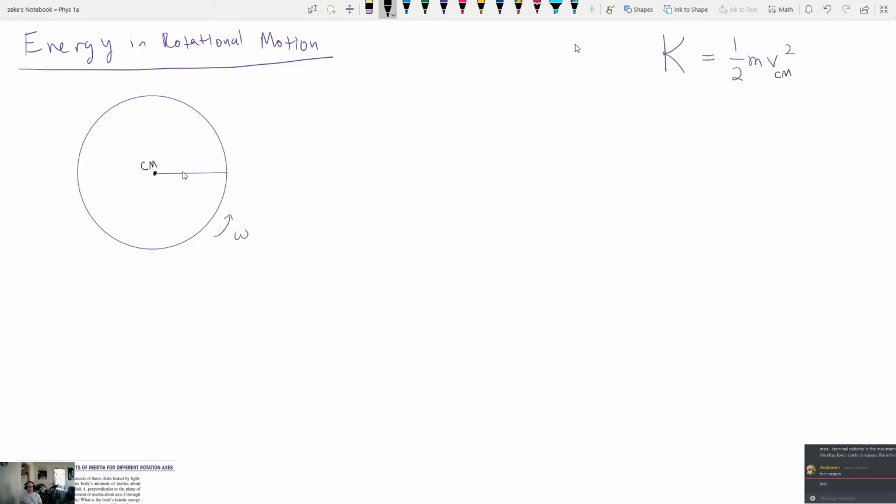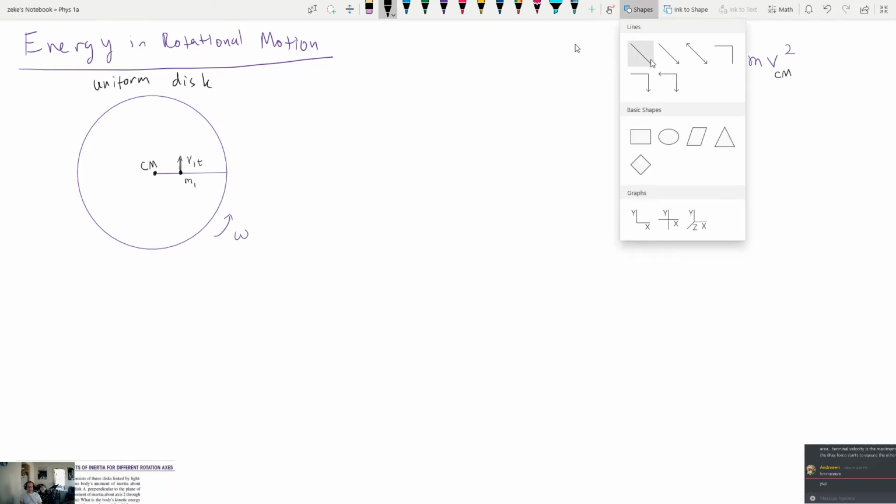But if we start to look at all the different pieces of our object, we break our object up into different pieces. This is going to be one piece. It's going to have a tangential velocity vector that's going to go this way, that I'm going to call v1t. Let's say this is a uniform disk, like a wooden disk, and suppose that we break up our disk into a bunch of little tiny parts. This piece is moving with the speed v1t.